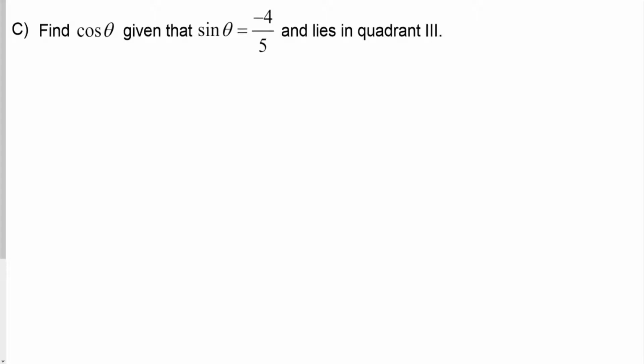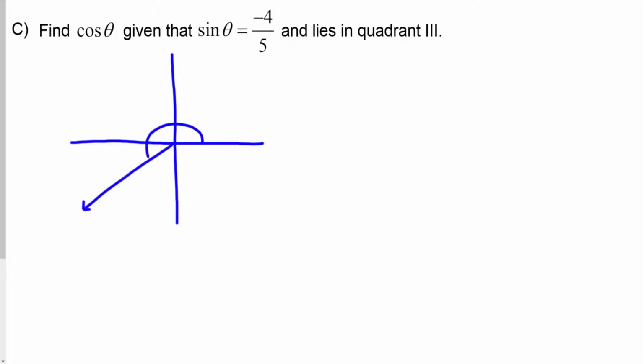C, find cosine theta given that sine theta equals -4/5 and lies in quadrant 3. I'm going to draw a little sketch here. All right, so my angle measure is in quadrant 3. So I'm just going to draw an angle in quadrant 3. Now, I'm going to make a right triangle with respect to the x-axis. And that's basically the theta that I'm going to work with. That's basically the angle that I'm going to work with. So this is my observed angle. I'm going to call it alpha for right now.